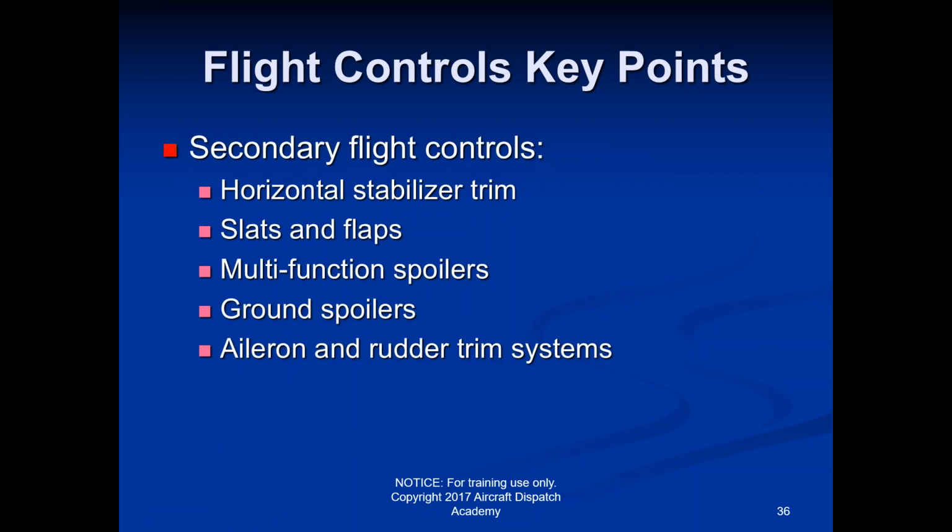Then we have secondary flight controls. Same thing. Be able to name these. Horizontal stabilizer trim. Slats and flaps. Multifunction spoilers. Ground spoilers. Aileron and rudder trim systems.